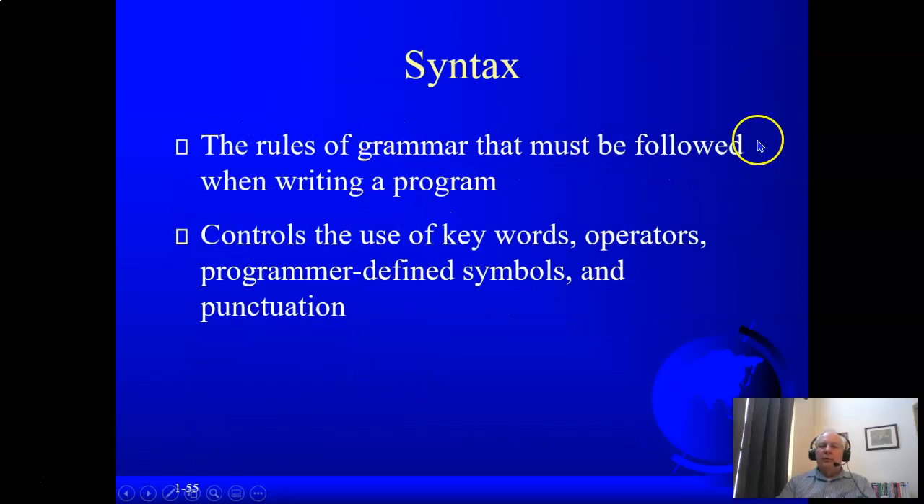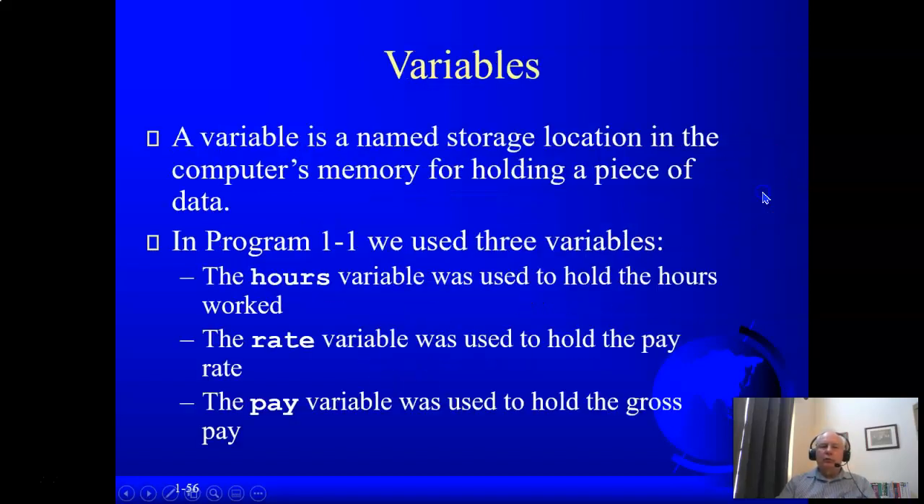Syntax. Rules of grammar that must be followed when writing a program. It controls the use of keywords, operators, programmer-defined symbols, and punctuation. A variable is a named storage location in the computer's memory for holding a piece of data. You know, we could access our data by using its numerical address, but that's much more difficult to remember. A name is much easier. So in program 1-1, we had hours, we had rate, and we had pay. Okay.